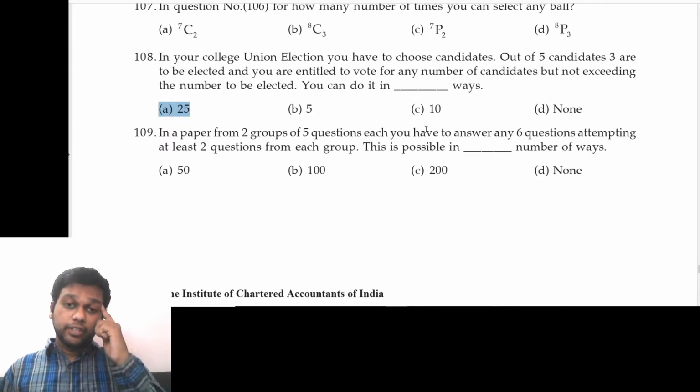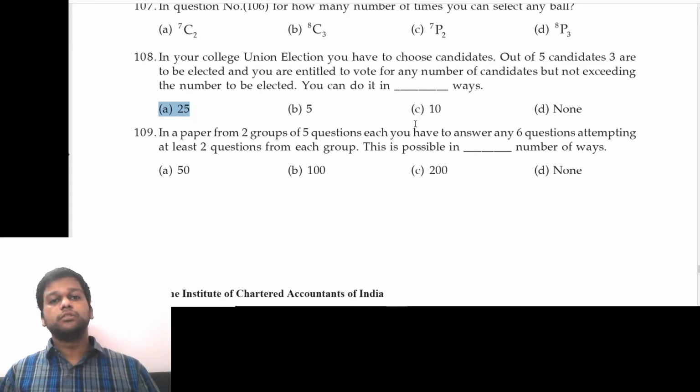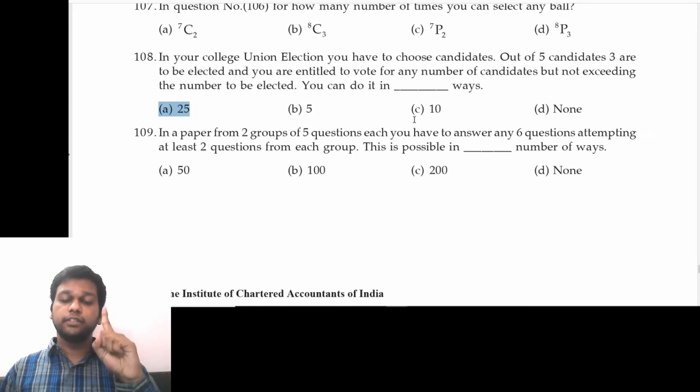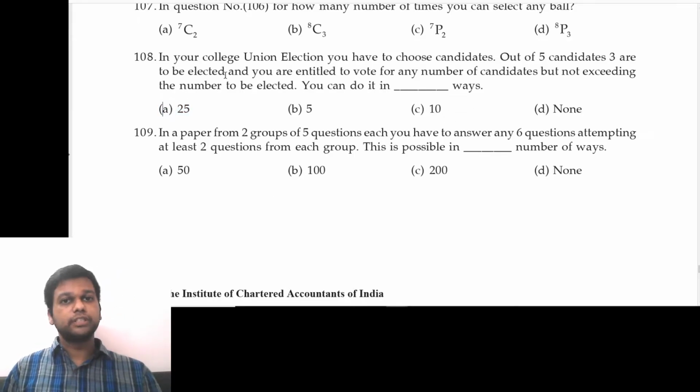Now understand, actually here if we assume that we can give vote to 0 candidates also, then the answer will be 26. Then one more way will be there, that is don't select anyone. But it does not seem like they want it because they have given 25 in the options, not 26. So next, 109.